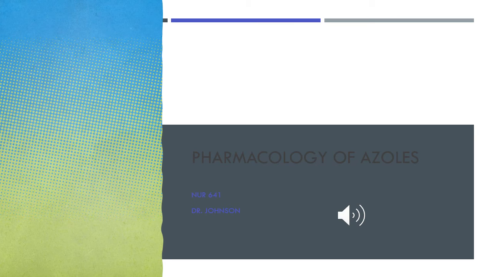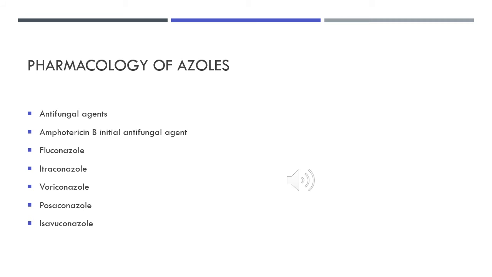Hi, we're going to have a quick conversation about the pharmacology of the azoles. This would be the beginning of our conversation about medications to treat candida, mold, and yeast spores. Okay? So as mentioned, this is a conversation on basically our antifungal agents, the azoles.